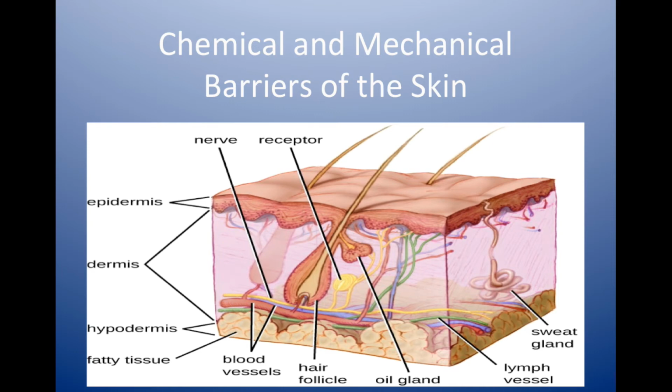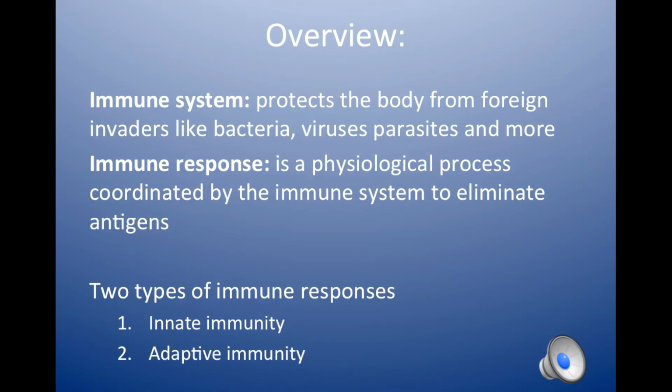Immune system is essential for our survival. Without it, our bodies would be subjected to attacks from bacteria, viruses, parasites, and all other kinds of pathogens. When we come in contact with a pathogen, our body comes up with an immune response to try to fight off that invader. There are two types of immune responses: innate immunity and adaptive immunity.